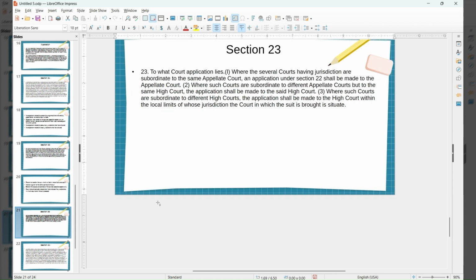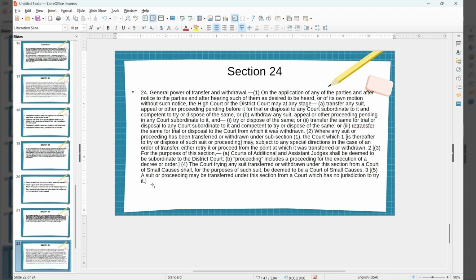So section 24. Let me read the definition. General power of transfer and withdrawal. So this talks about the general power for the transfer and the withdrawal of a suit on the application of any of the parties and after notice to the parties, after hearing such of them as desired to be heard, or of its own motion without such notice, the High Court or District Court may at any stage.